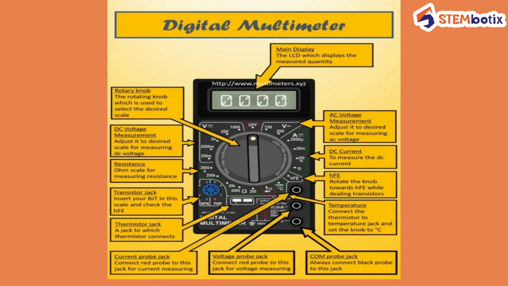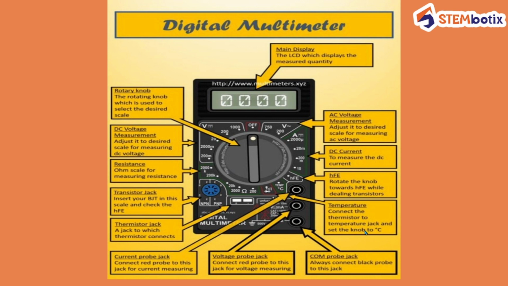Now the transistor jack, insert your BJT in the socket and check the hFE. Thermistor jack, a jack to which the thermistor connects. Current probe jack, connect the red probe to this jack for current measuring. Voltage probe jack, connect the red probe to this jack for voltage measuring. Now the common probe, always connect the black probe to this jack.